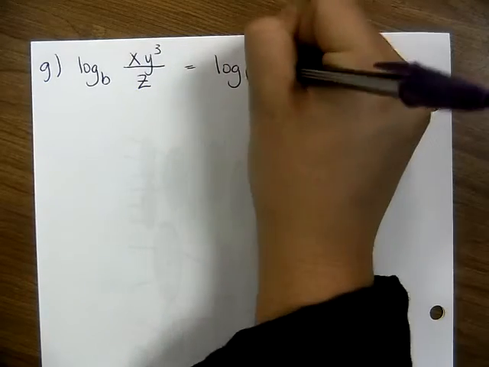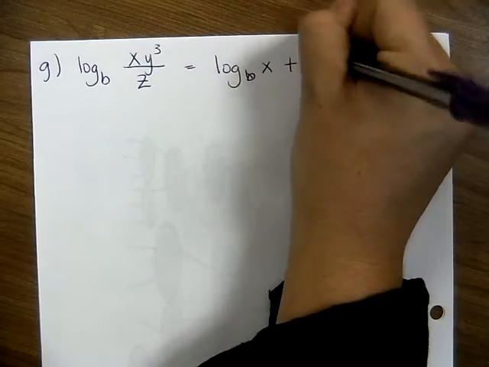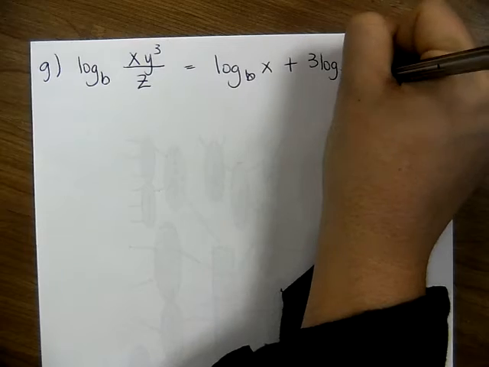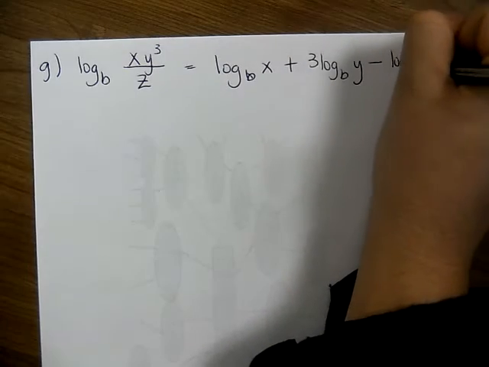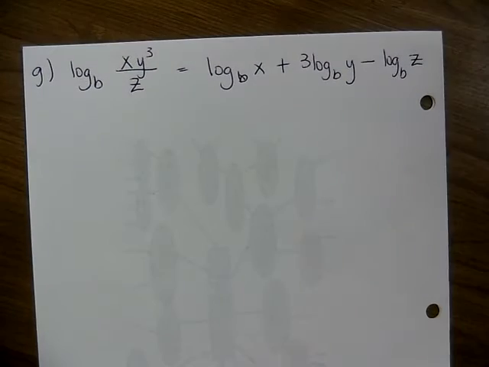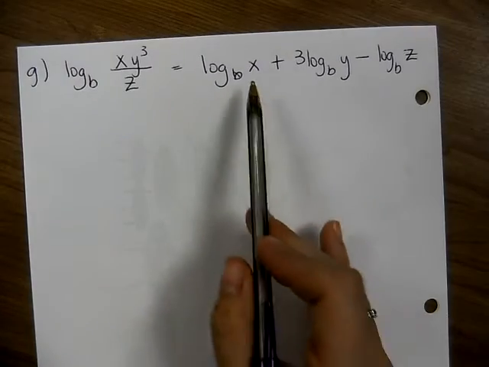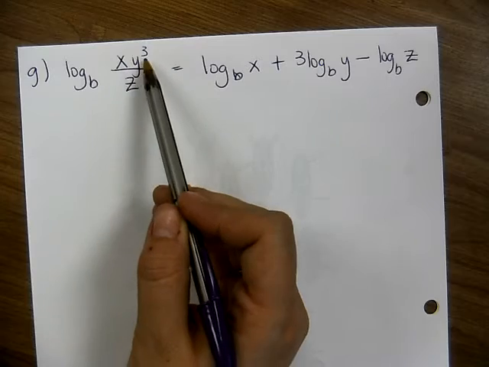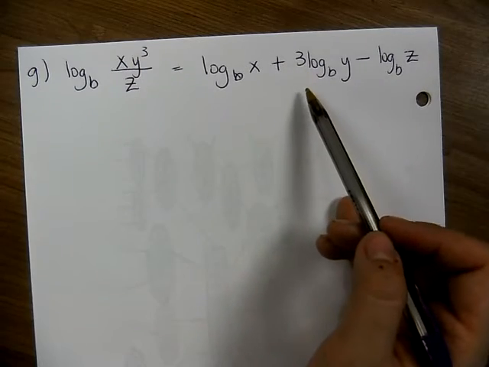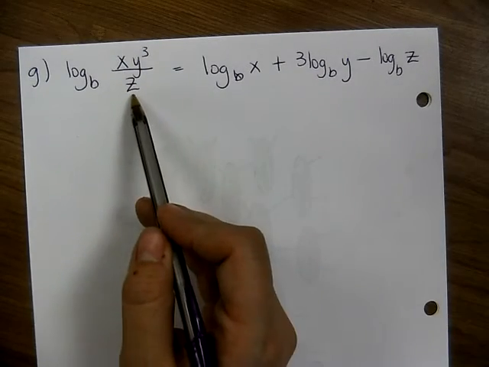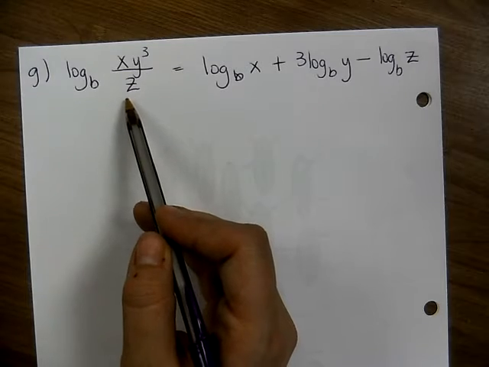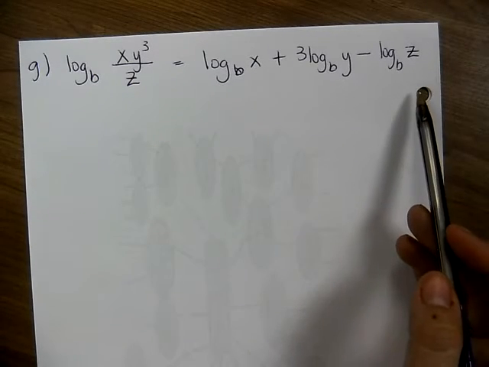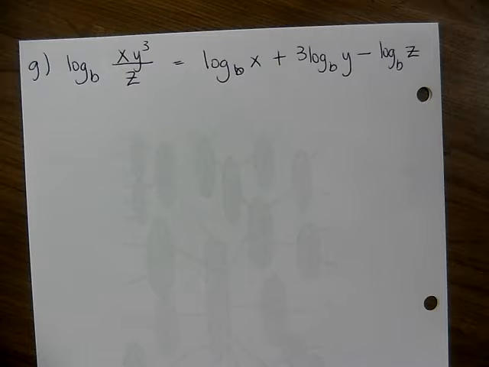Did you get log base b of x plus 3 log base b of y minus log base b of z? Right? The addition is these two being multiplied here. We have to pull that 3 as the exponent out front. And then in the denominator, this is the division piece, so this needs to get subtracted. Okay, so we're subtracting log base b of z. Any questions on that one?